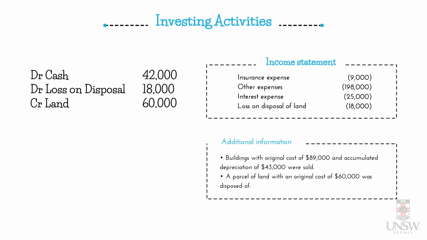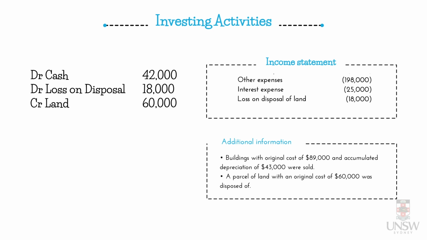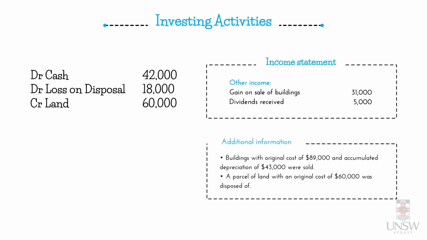Next, we want to work out for buildings. Buildings, we've had some being sold during the period. We want to work out, had there been any proceeds? So we're told in additional information, buildings with a cost of 89,000 and accumulated depreciation of 43,000 were sold. We also got the information in the income statement that for buildings, we had a gain of 31,000. So we need to do the journal entry for the sale to calculate out the proceeds.